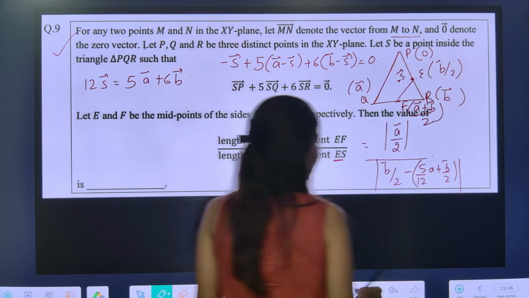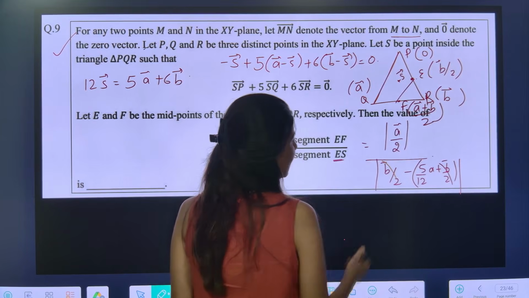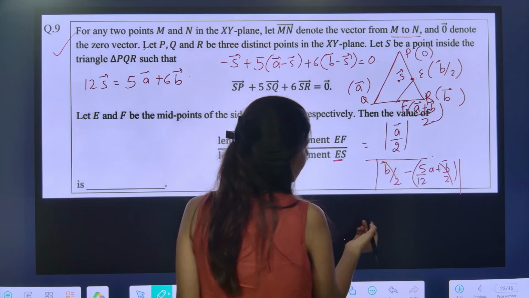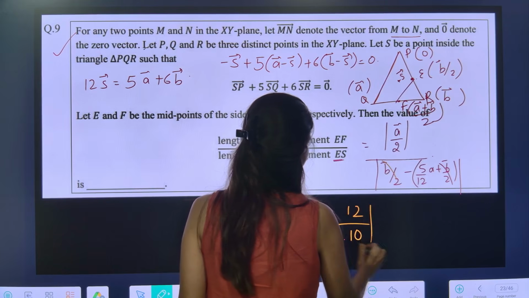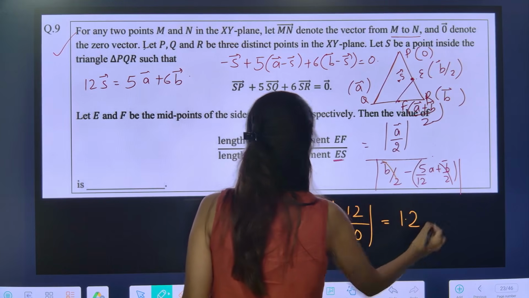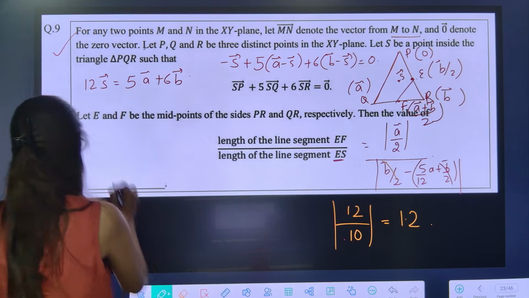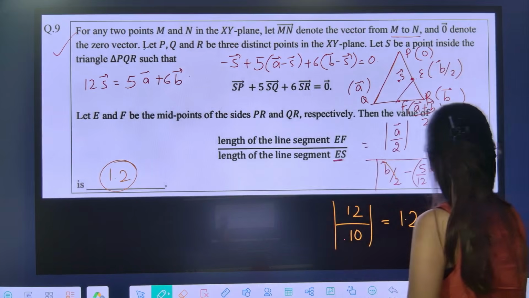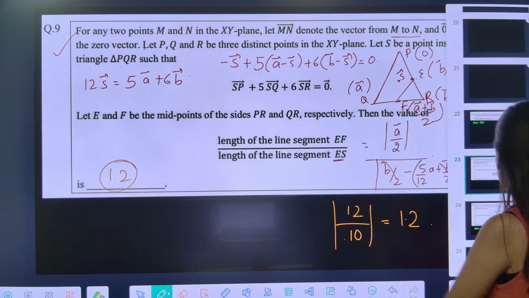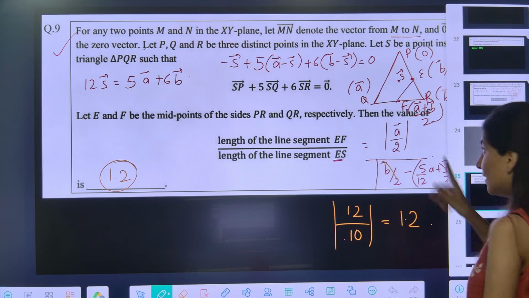Okay. Right? B by 2 cancels, and we have A also cancels. So 12 upon 10 is the answer. 1.2 is the length, or the ratio. So the answer is 1.2. So this is from vectors again. Not very difficult. It looked difficult, by the way.